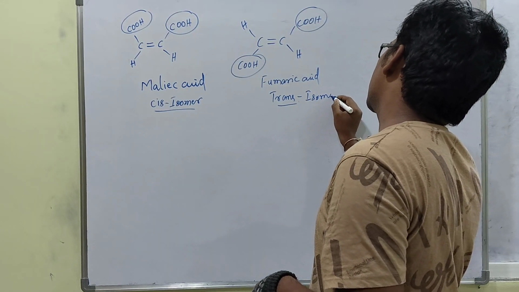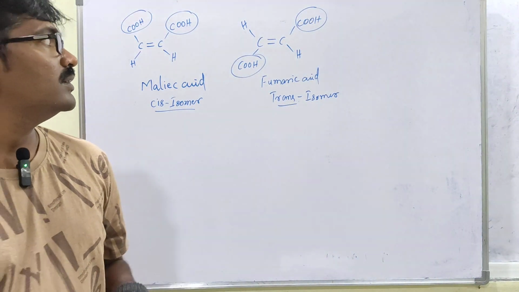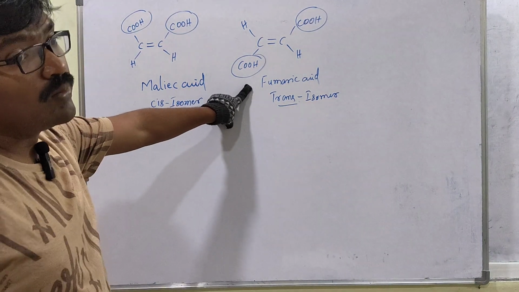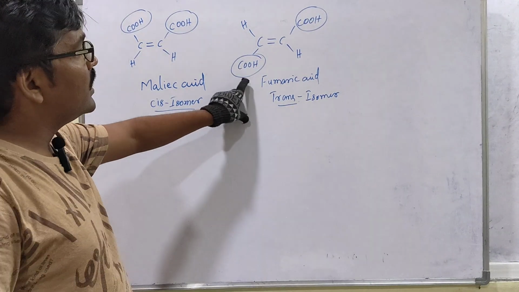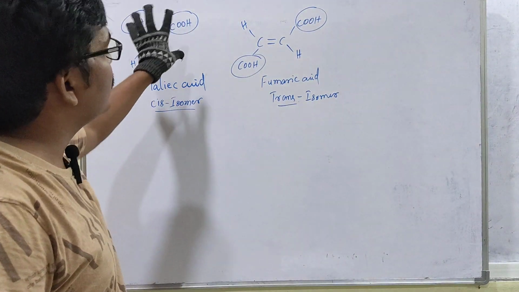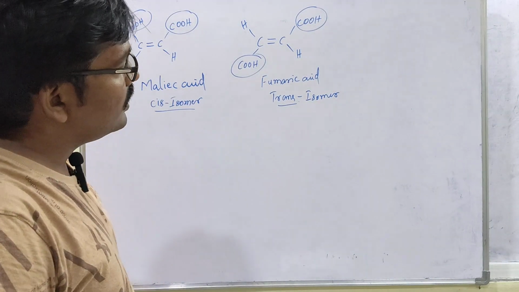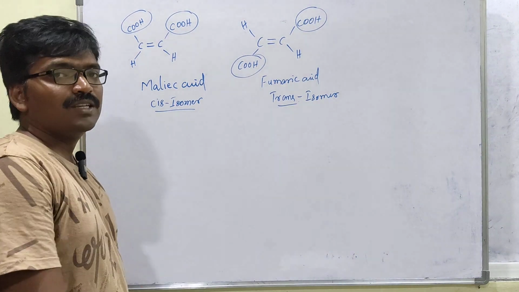They will ask a question based on this. Sir, fumaric acid, the alkene dicarboxylic acid: is fumaric acid a cis isomer or trans isomer, they will ask. It's a trans isomer, you have to remember. In fumaric acid, the COOH groups are away from each other. Then here, on the same side of the double bond, they will be attached. So these are cis-trans isomerism.